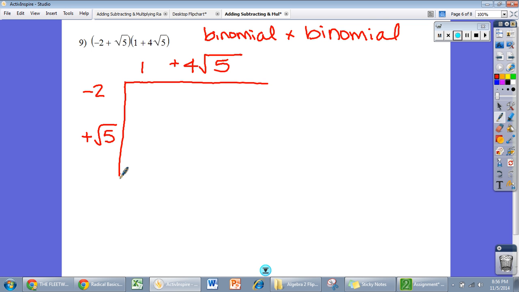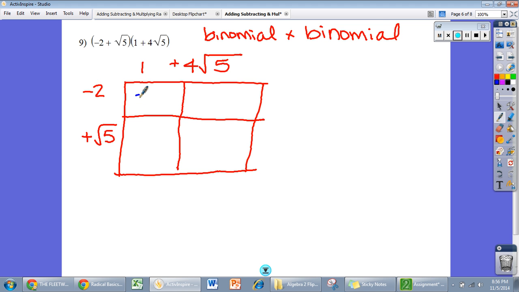Let's make our box. Kind of like our multiplication tables. I wish I knew how to draw straighter lines on this. And we're going to multiply and put the answers in the box. So negative 2 times 1 is a negative 2. There's a 1 out here. So 1 times 1 is 1 square root of 5. Really the 1 is not necessary, but if it makes you feel better. Here we have positive 4 square root of 5. So the positive 4 and the negative 2 get multiplied and you get a negative 8 square root of 5.